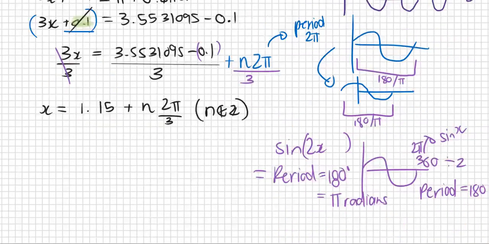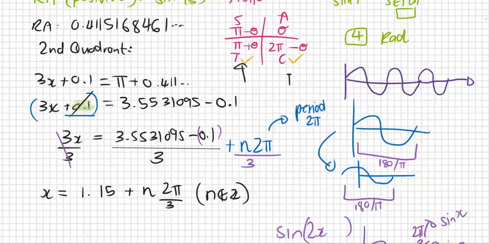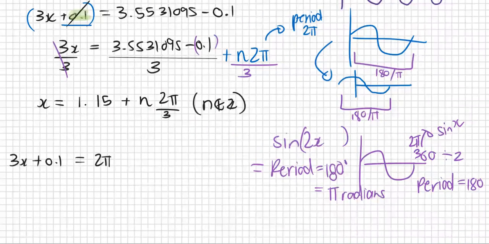So very thorough general solution explanation I have. We end up with 3x plus 0.1, and this time it's equal to 2 pi minus theta for quadrant 4. That's 2 pi with our quadrants, so we're doing this one. And our theta, if you remember, is 0.411 and so on.